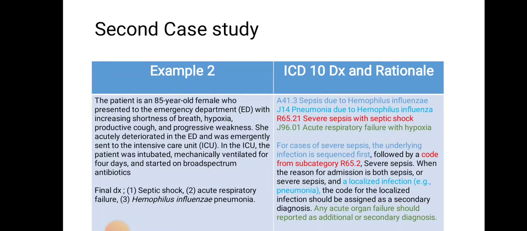followed by a code from subcategory R65.2, severe sepsis, when the reason for admission is both sepsis or severe sepsis and a localized infection, for example pneumonia. The code for the localized infection should be assigned as a secondary diagnosis. So here the infection is causing pneumonia, so we have coded it as secondary, and any acute organ failure should be coded as an additional or secondary diagnosis, which we have also coded at the last. So these are the coding scenarios for coding sepsis, severe sepsis and septic shock.